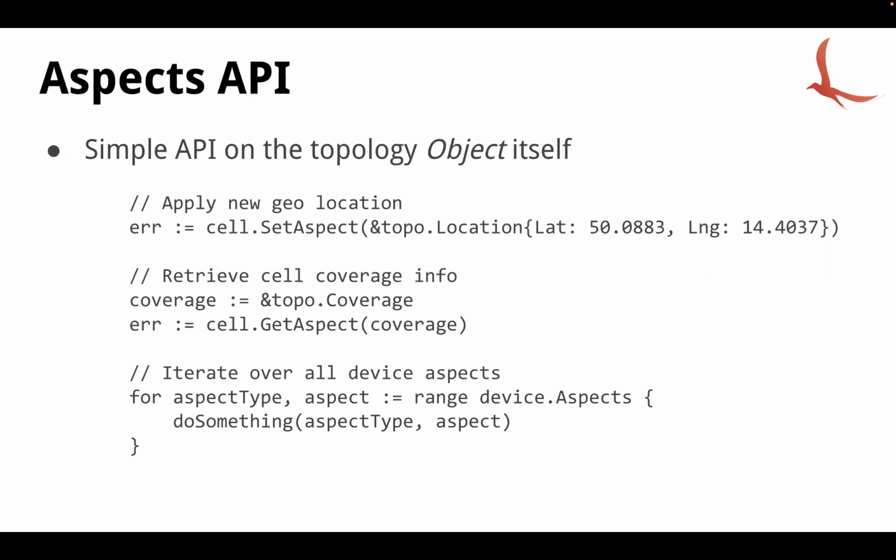To retrieve it again, you have to define an aspect to put the information, to kind of unmarshal it, right? So you would create the coverage in here and then say get aspect on a cell and give it the coverage pointer, and then it'll get unmarshaled into that. You can also iterate over all these device aspects if you want to do some things to it. So it's a very simple iteration. And the CLI does those things because the CLI is kind of agnostic of the types themselves.